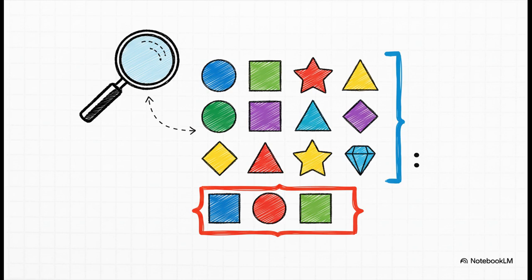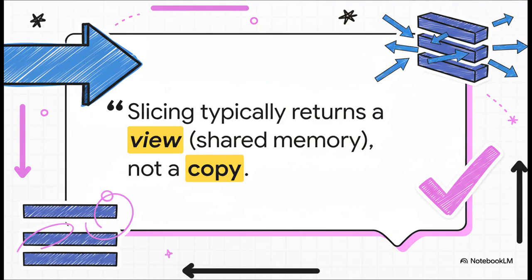And check this out. That little colon acts like a wildcard. It basically says, give me everything from that row or column. It's a simple and really powerful way to slice and dice your data. Okay, but hang on. Here's a super important detail, a classic gotcha that every new NumPy user needs to learn.